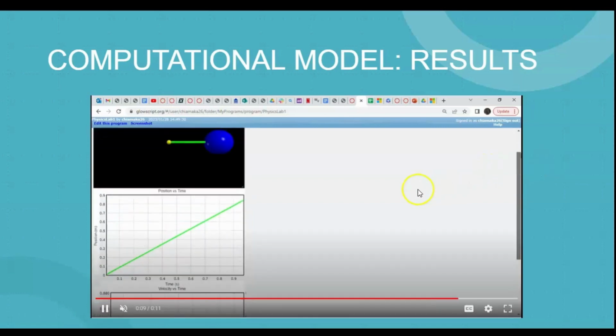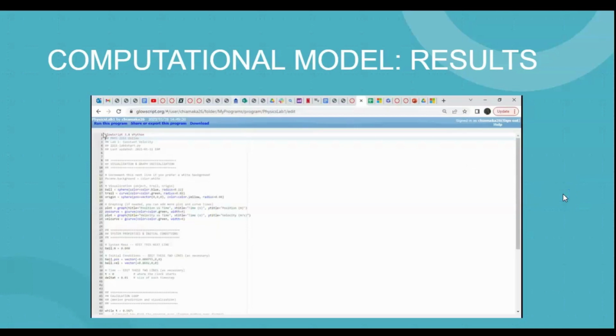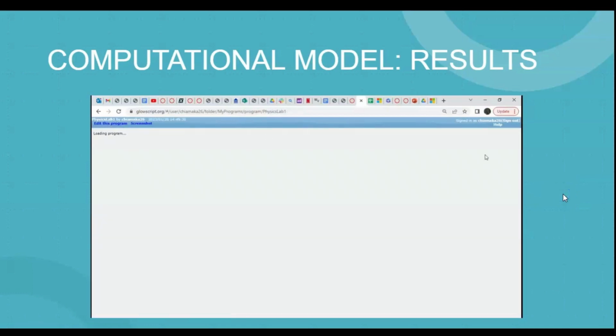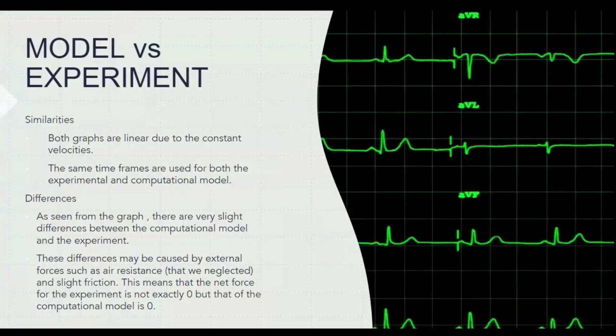Finally, I graphed the position of the ball in my experiment and the position in the computational model. As you can see from the graph, the motion of the ball in both models is almost identical. This shows that the use of Newton's second law to predict the motion of an object is accurate. You may notice that both graphs are linear due to the constant velocities, and the same time frames are used for both the experimental and computational models.